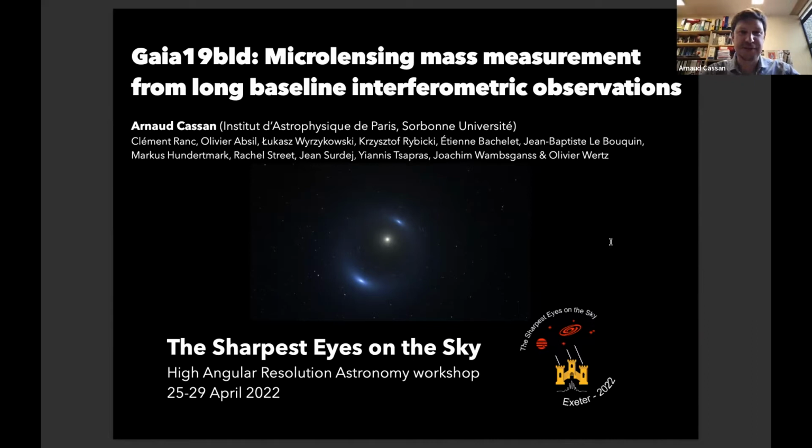So I will talk about an observation we did with long baseline interferometry. We have been monitoring a microlensing event. And in this talk, I will show you what was the goal of this observation, how we made it, and what are the implications and the perspective of this kind of observations. So here you see on the first page the different collaborators in this project.